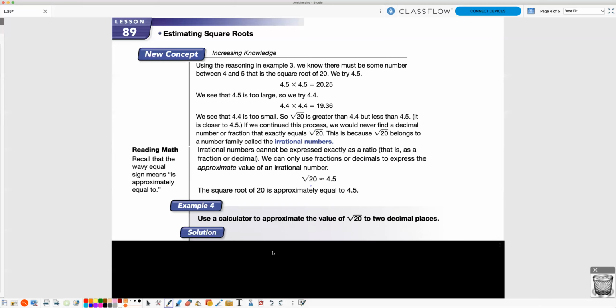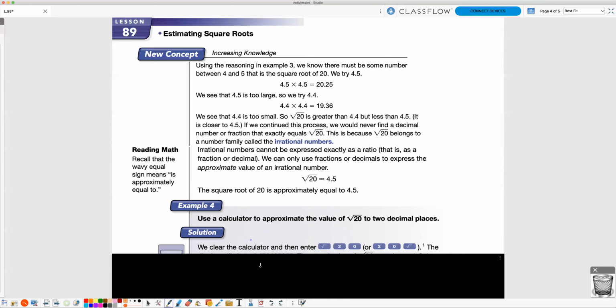So if we are to use a calculator to approximate the value of the square root of 20 to 2 decimal places, you can clear the calculator and enter the square root of 20, or 20 square root.